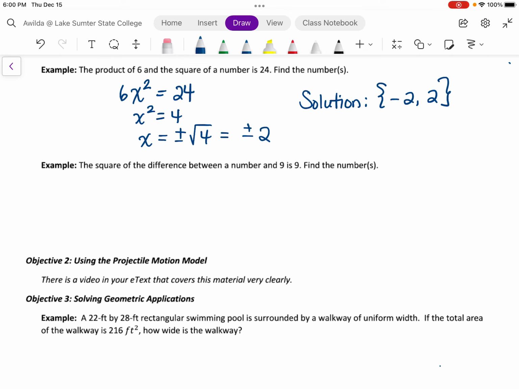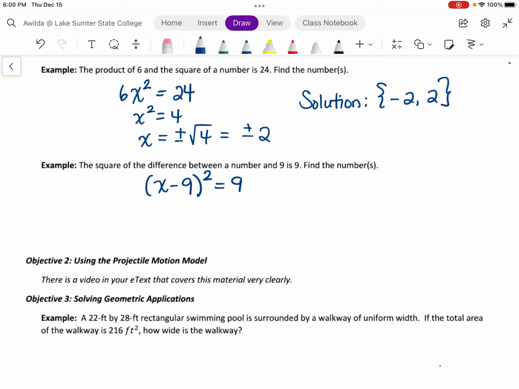In the next example, we're told that the square of the difference between a number and 9 is 9. Difference indicates subtraction, so we'll first look at the difference between a number and 9, and we'll write that as x minus 9. Then we're told that the square of this difference is equal to 9 itself. Again, pause and make sure that what we have adequately represents the situation that we're trying to model. The square of the difference between a number and 9 is equal to 9. It looks pretty good to me.